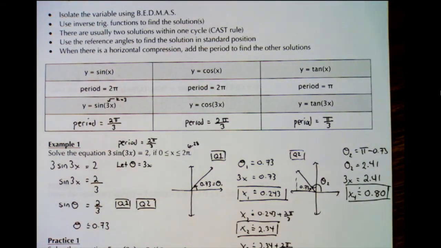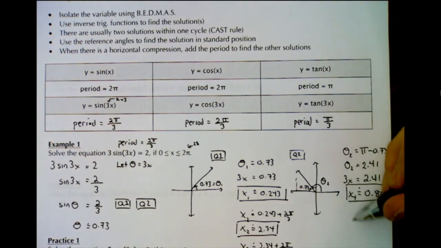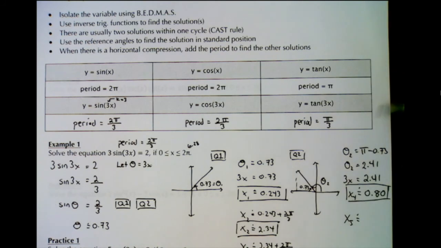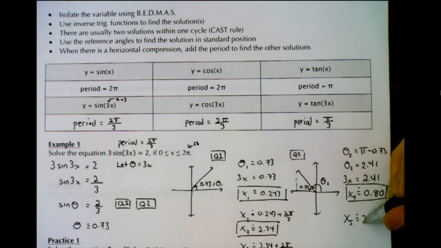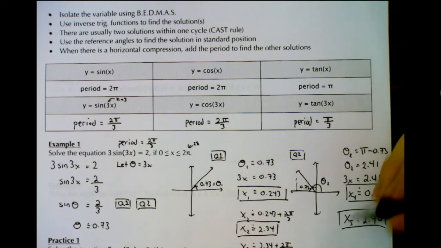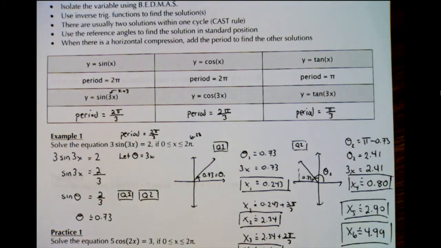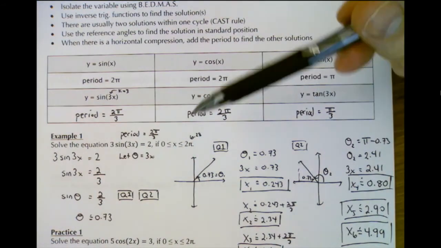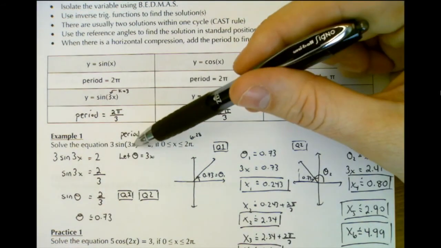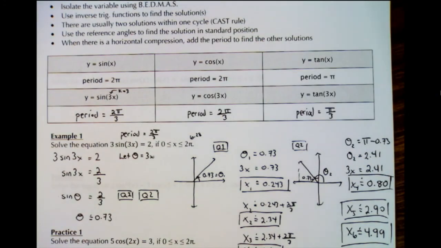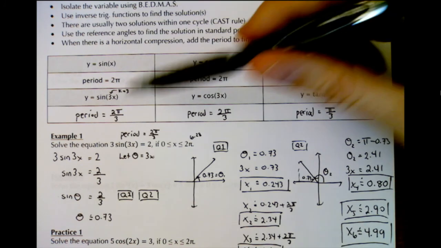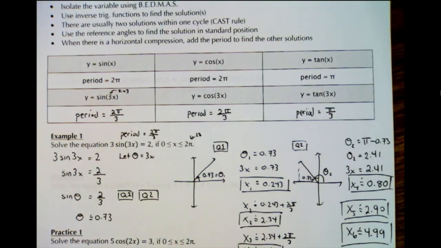And then to find the other 2 answers from quadrant 2, we have to add 2 pi over 3. If I add it once, 0.8 plus 2 pi over 3, I get 2.90. And if I add it again, I get 4.99. So there's our 6 answers for x that satisfy this equation. If you plug all of these 6 answers into the original equation for x and solve, you will get approximately 2 for each of those answers. So those are all the times that this graph would hit 2 if you were to graph it.